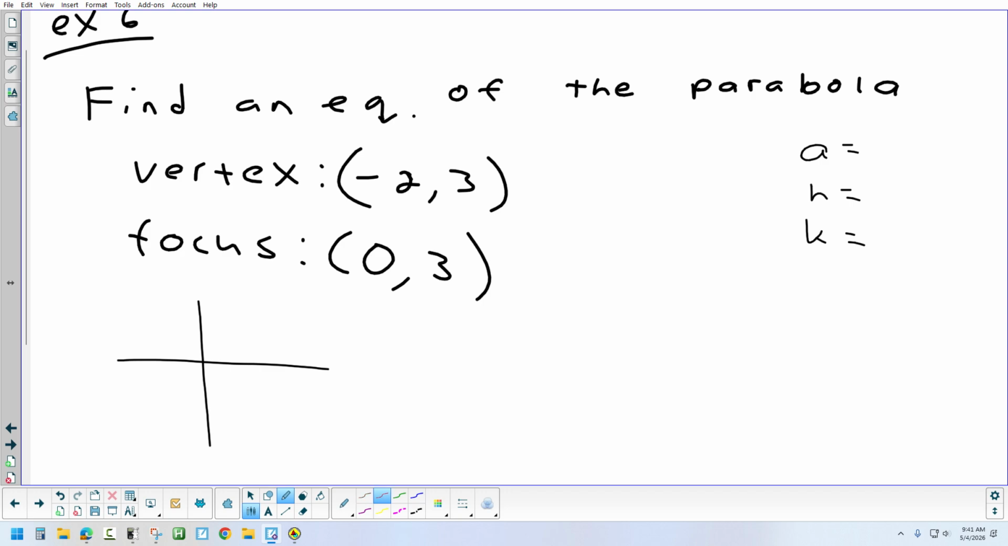Your focus is up 3. Your vertex is left 2 and up 3. Negative 2, 3. Vertex. Which way does this parabola have to open? Yeah. To the right. Yeah, it's got to open to the right because it has to wrap around the focus. So what we need is the formula that faces to the right.